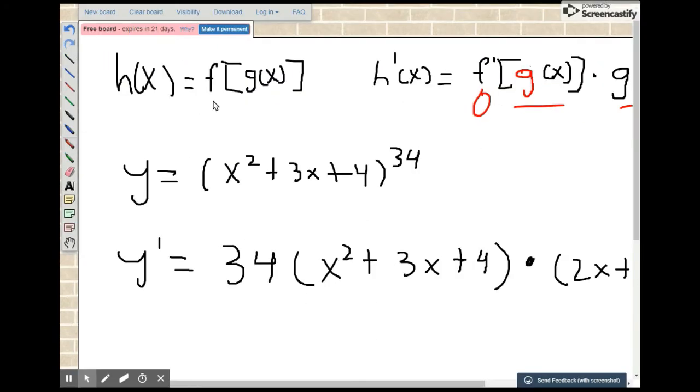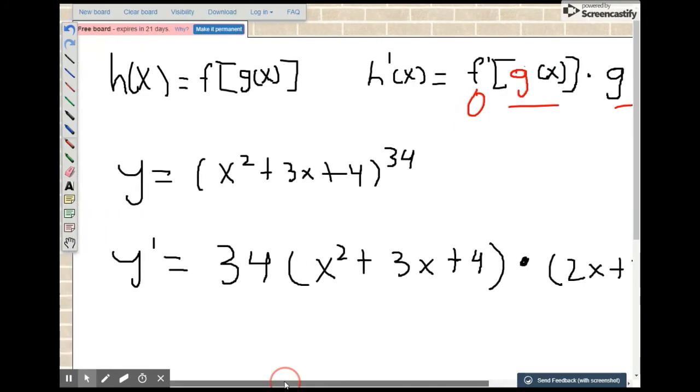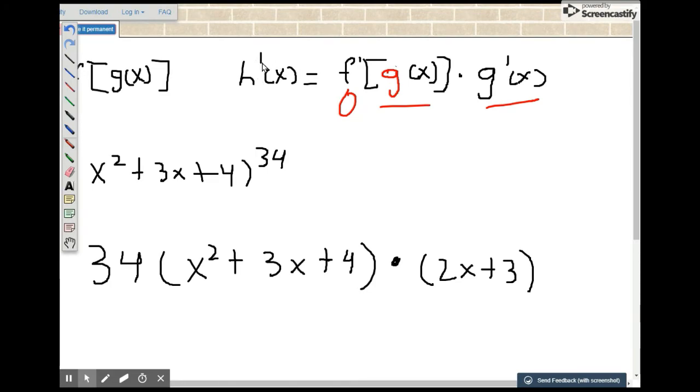Alright guys, I'm going to show you how to use the chain rule now. This is the formula right here. h prime of x is equal to the outside function, which is f prime, evaluated at g of x, which is the inside of f prime, and multiplied by g prime of x.